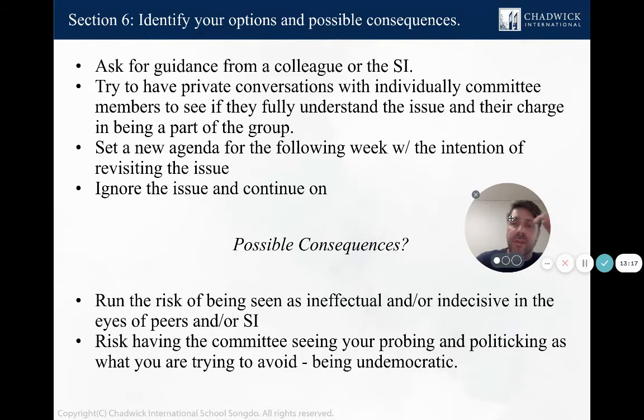Possible consequences of this: you run the risk of being seen as ineffectual and or indecisive in the eyes of peers, or the superintendent or the community at large. Also, with some of these options, in particular setting a new agenda, you could risk having the committee see you as probing and politicking, which is what you are trying to avoid, being undemocratic. And so I do think that with these particular options, you would really want to tread lightly and be very intentional and thoughtful before actually acting.